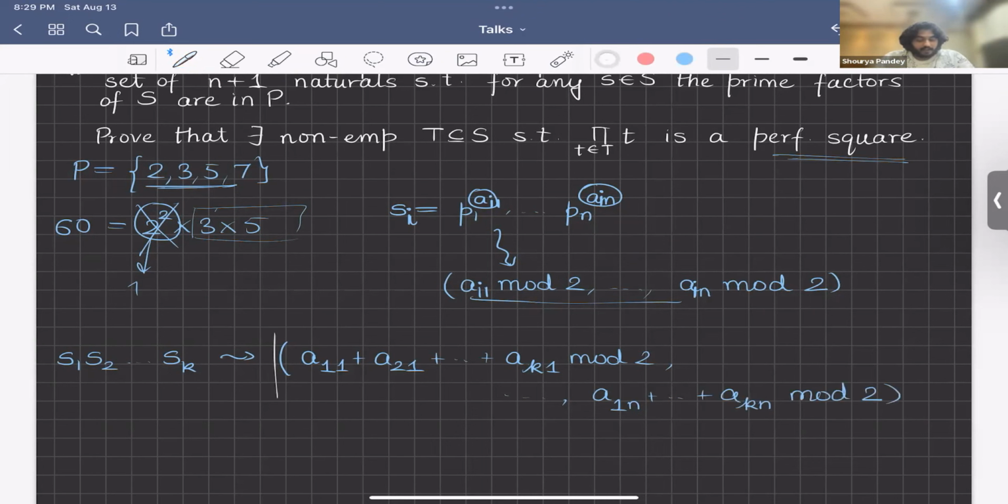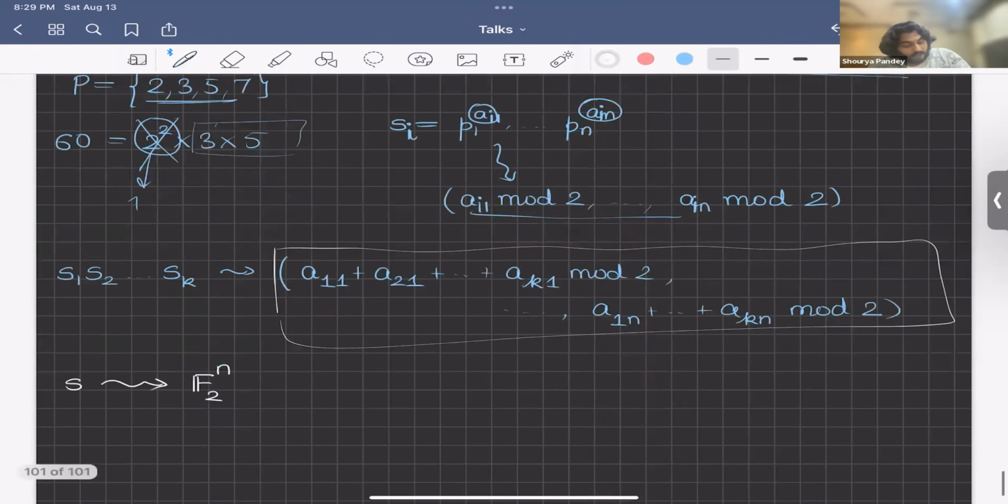And so that's the motivation behind considering the set F2^n. Basically, for any element of S, consider its corresponding element in F2^n, where the ith place is 1 if the exponent of the ith prime is odd, and is 0 if the exponent of the ith prime is even. So I have a correspondence from S to a subset of F2^n.